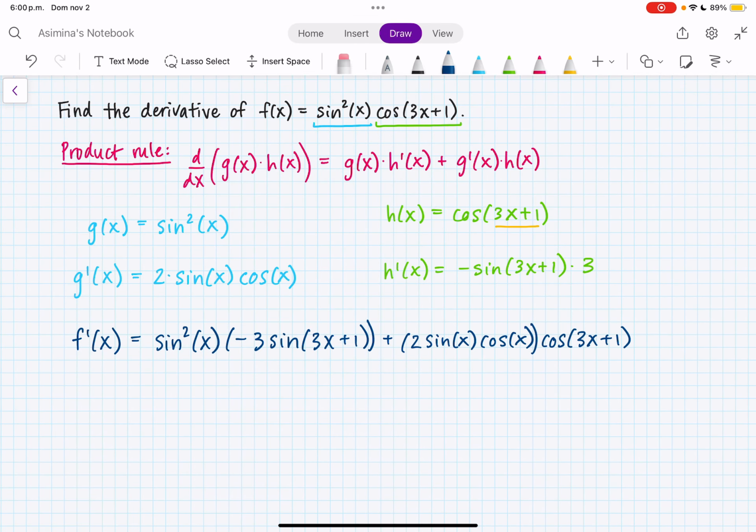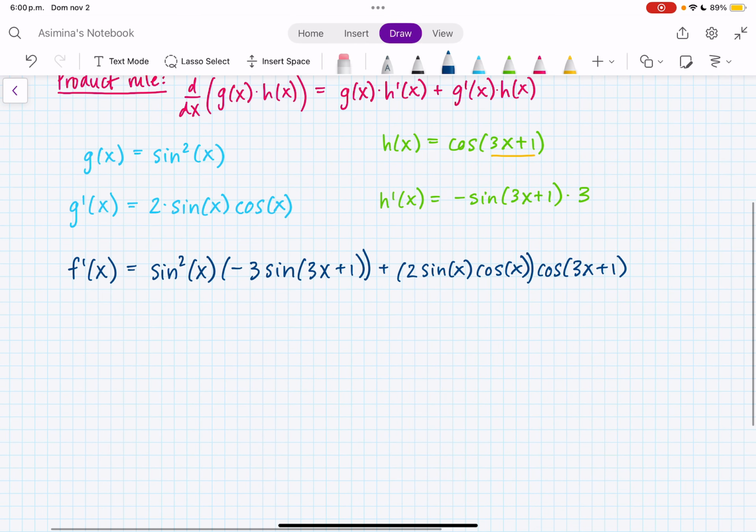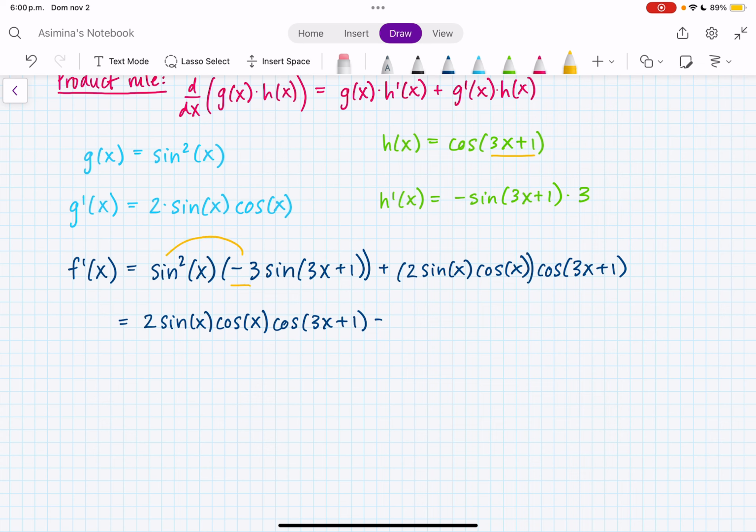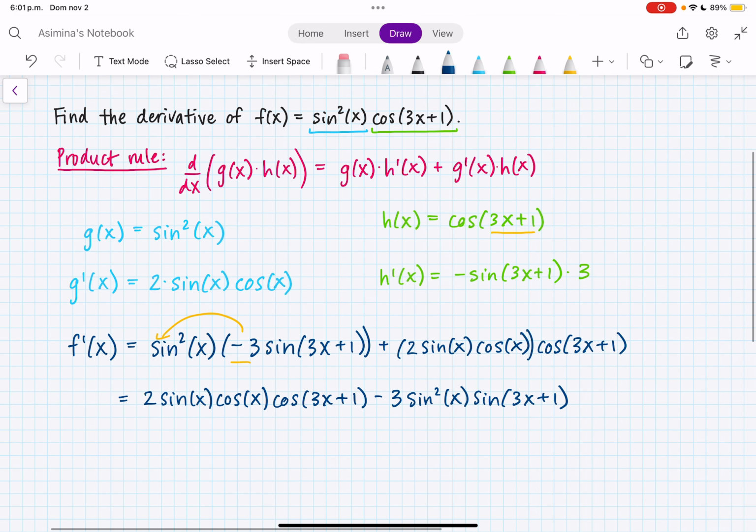We can rewrite this so that the negative sign is on the other side. So we can write this as 2 sine of x cosine of x cosine of 3x plus 1 minus, so all I'm going to do is bring the minus 3 out to the front here. So this becomes minus 3 times sine squared of x times sine of 3x plus 1. And that is the derivative of sine squared of x times cosine of 3x plus 1.